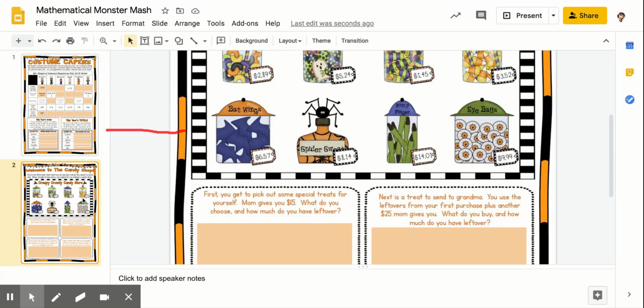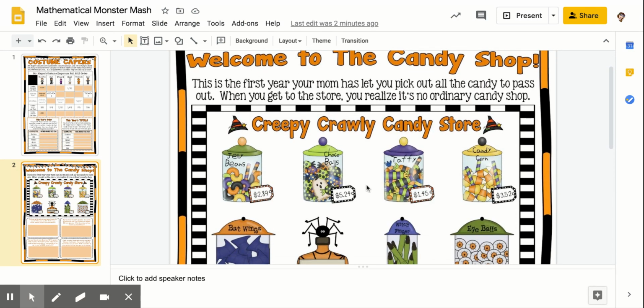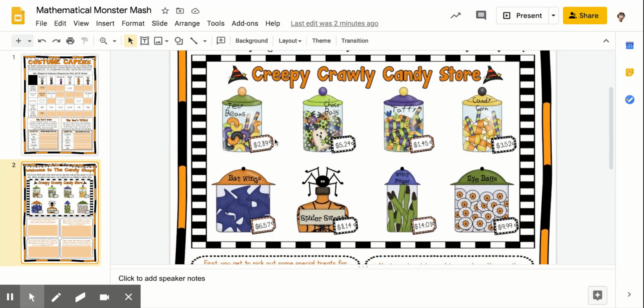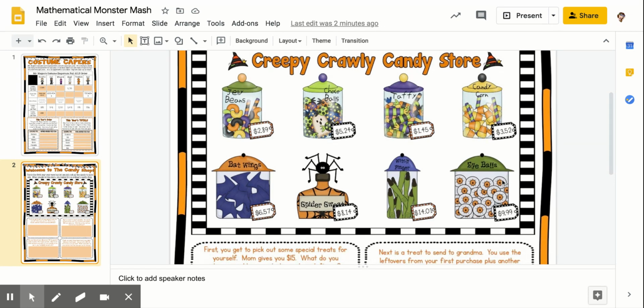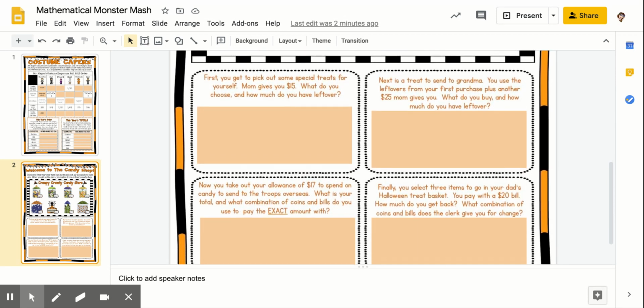Our second one is all about candy. So now we've got a candy shop, and we've got some creepy candy, and we've got prices. So we've got jelly beans, choco balls, taffy, candy corn, bat wings, spider sweat, witch fingers, and eyeballs. And they give you the price. So these questions are going to depend on what you choose.